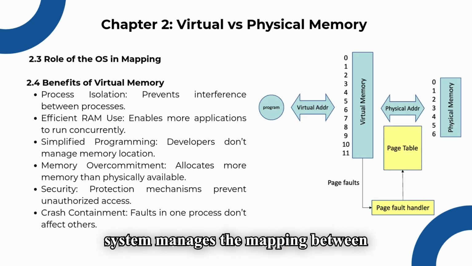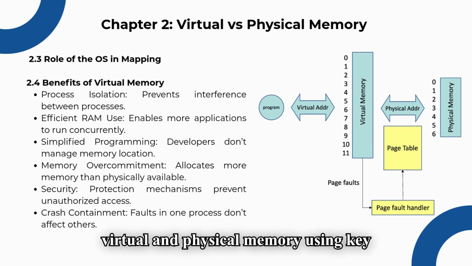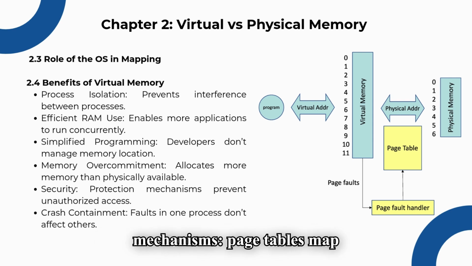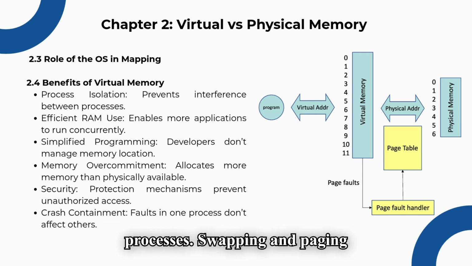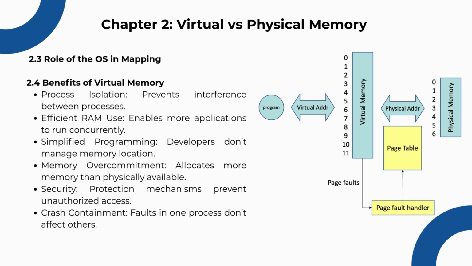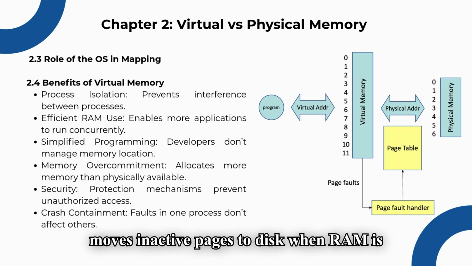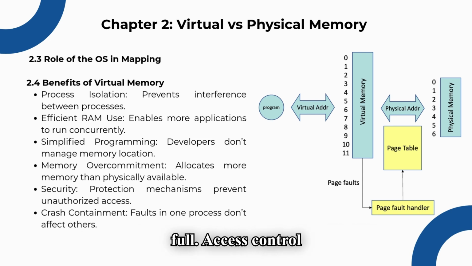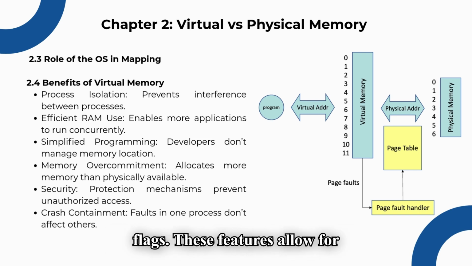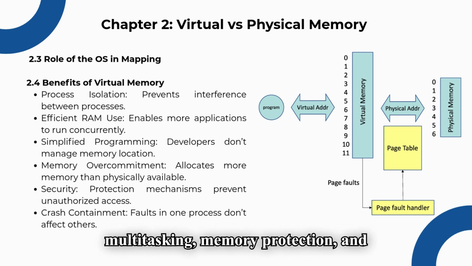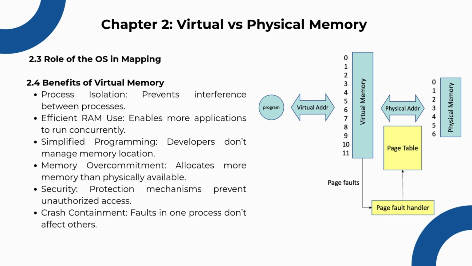The operating system manages the mapping between virtual and physical memory using key mechanisms. Page tables map virtual addresses to physical memory. Memory allocation assigns memory to processes. Swapping and paging moves inactive pages to disk when RAM is full. Access control enforces permissions via page table flags. These features allow for multitasking, memory protection, and efficient use of system resources.